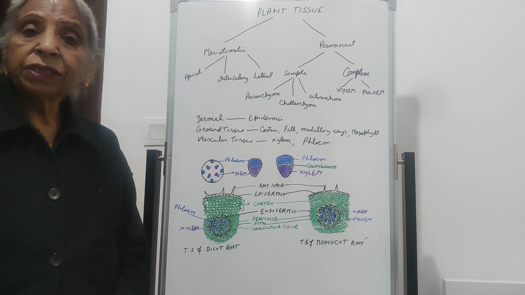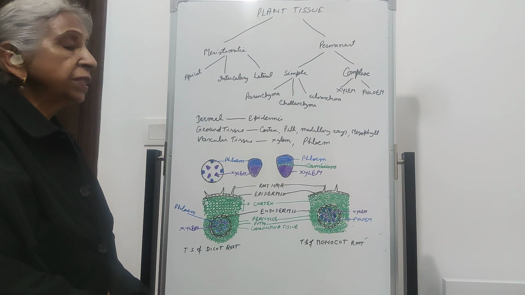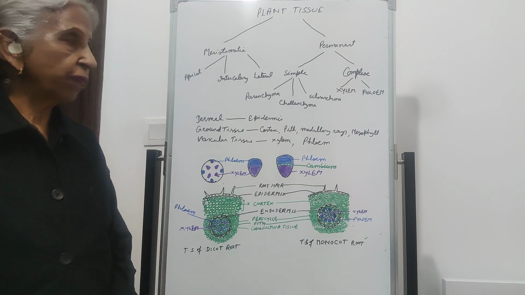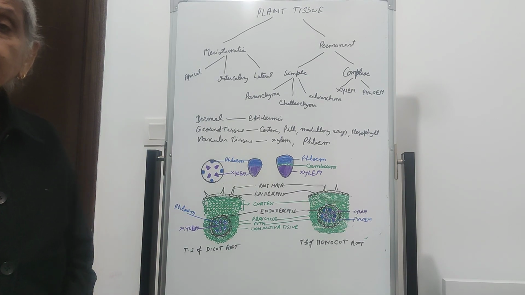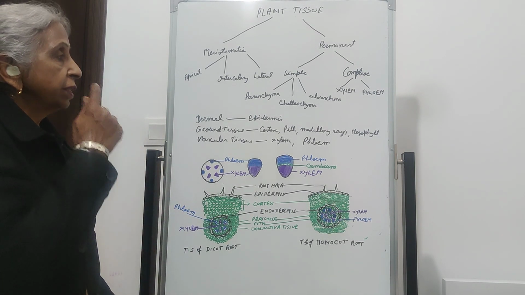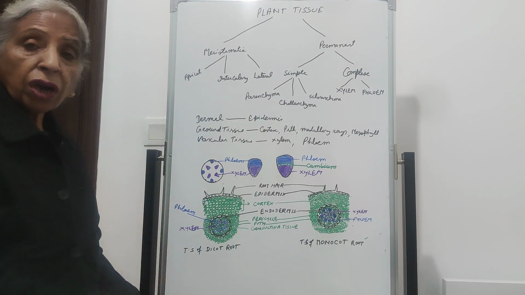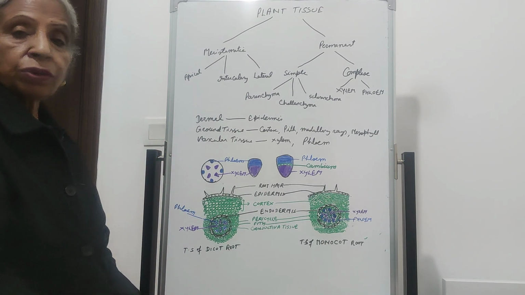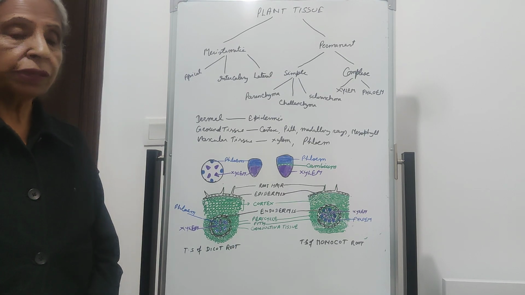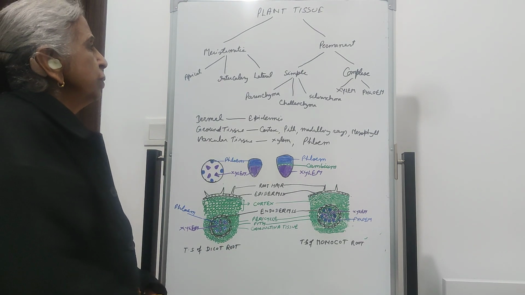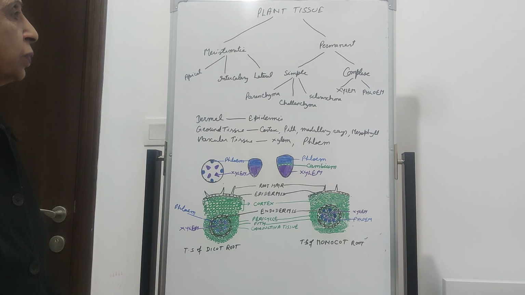Fascicular cambium, interfascicular cambium, and you can say cork cambium. These are the examples of lateral meristem. They add to the girth of the plant. So this is all about meristematic tissue.